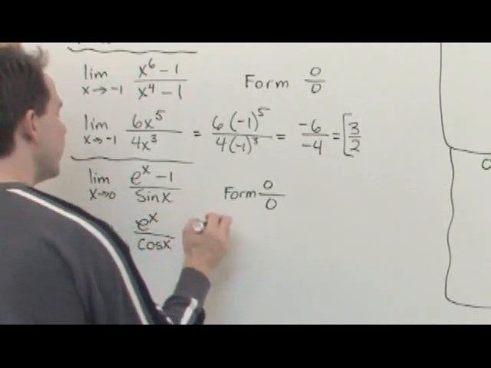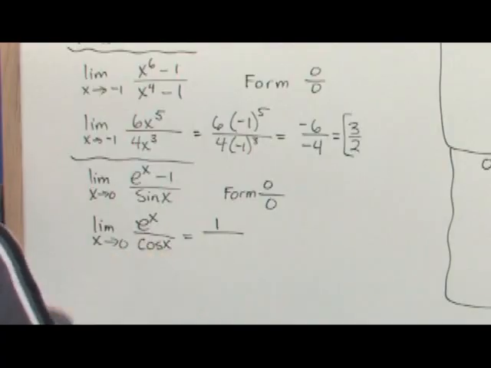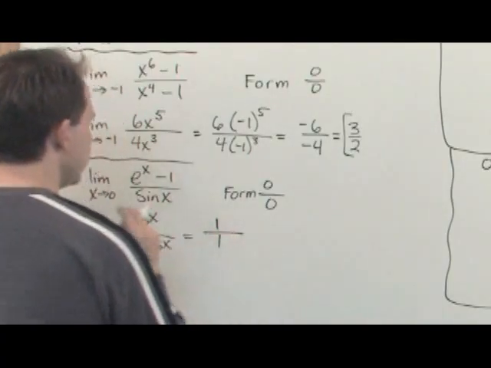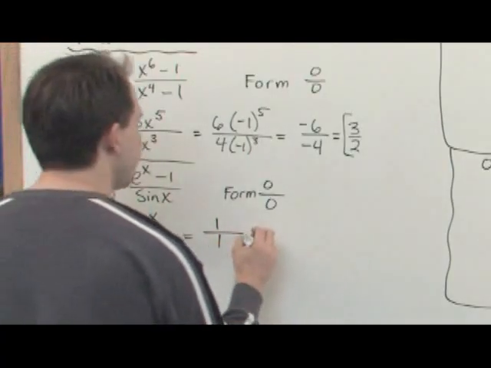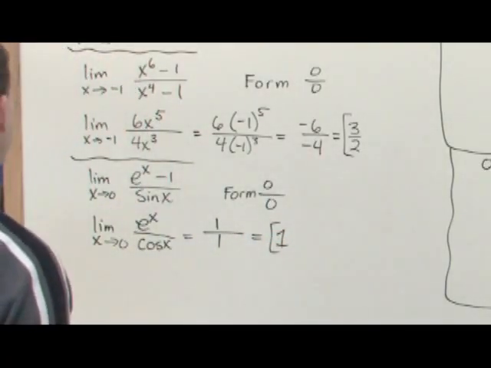e to the 0 power is 1. And cosine of 0, plugging in the 0, is 1 from your basic trig. And so the answer to this one is going to be 1. And that is the answer there. Okay, so it's the same process.